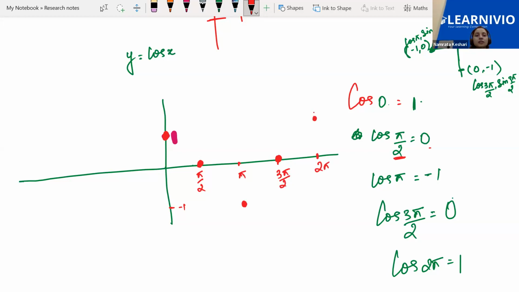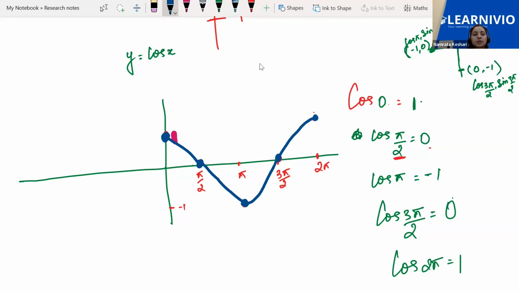Let's join all these dots. If you want me to change the color of dots, I will change. X is 0, y is 1. X is pi by 2, y is 0. X is pi, y is minus 1. X is 3 pi by 2, y is 0. X is 2 pi, y is 1. If we join them, can you see the graph?